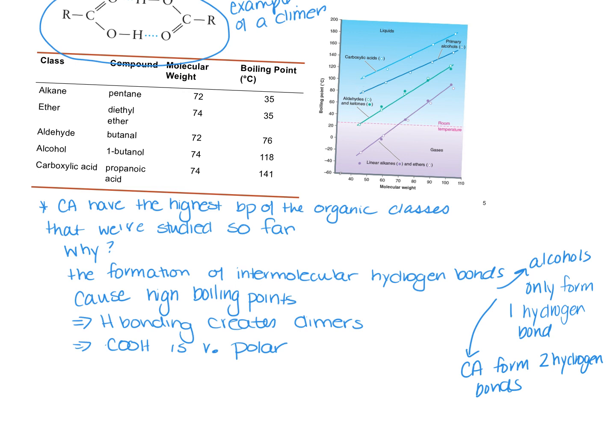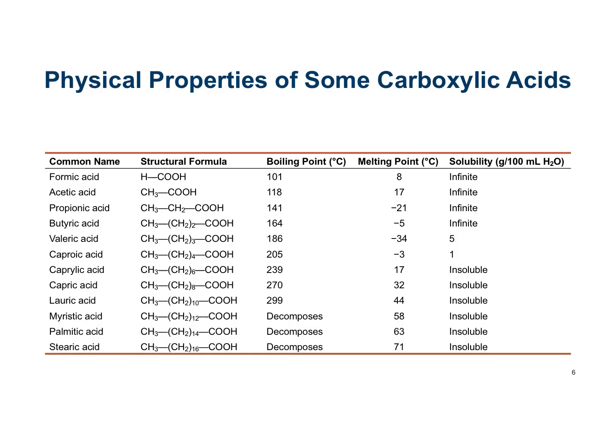Carboxylic acids of low molecular weights tend to be liquids at room temperature, and they generally have really characteristic sharp or unpleasant odors. As the molecular weights get higher, they are solids at room temperature, and you can think of some of your waxes and things like that. And so I want us to look at that in another chart. So this is the other chart that I wanted you to look at.